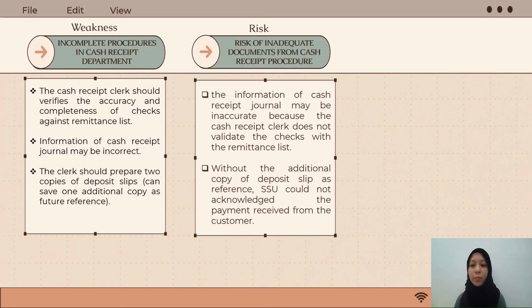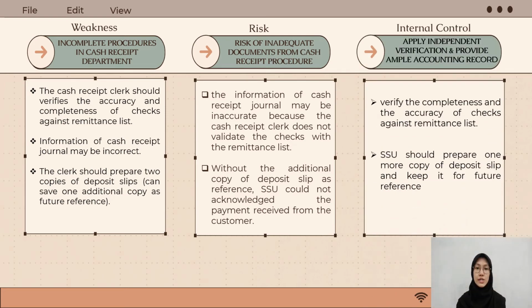Inadequate documents from cash receipt procedure. Firstly, the information of the cash receipt journal may be inaccurate because the cash receipt clerk does not validate the checks with the remittance list. Secondly, without the additional copy of deposit slip as reference, SSU could not acknowledge the payment received from the customer.